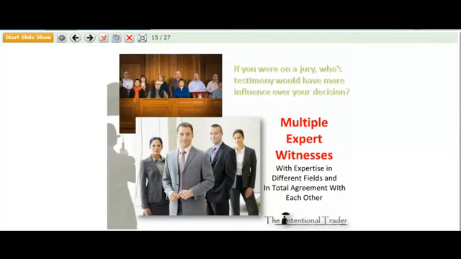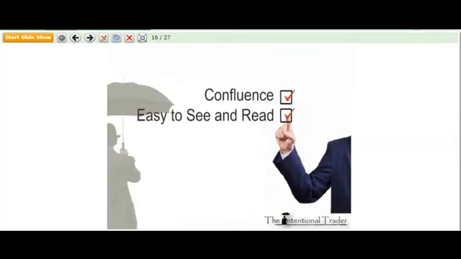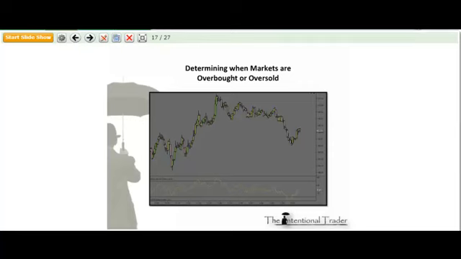All right. So now we've talked about confluence of indicators. We've talked about, but not confirmed, the easy to see and read. So let's look at the easy to see and read. Let's look at now two different ways to look at the same thing.